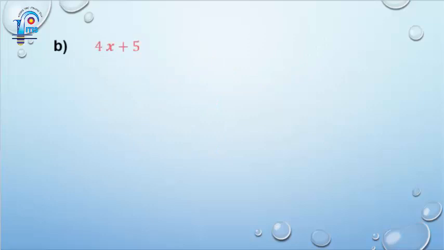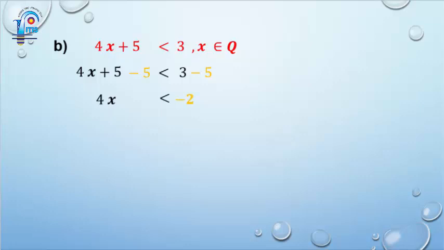Letter B. 4x plus 5 less than 3, where x belongs to Q. Now I cancel the 5. Then 4x plus 5 less than 3. Cancel the 5, I subtract 5 from both sides. Then 4x plus 5 minus 5 less than 3 minus 5. Then 4x less than 3 minus 5 equals negative 2.